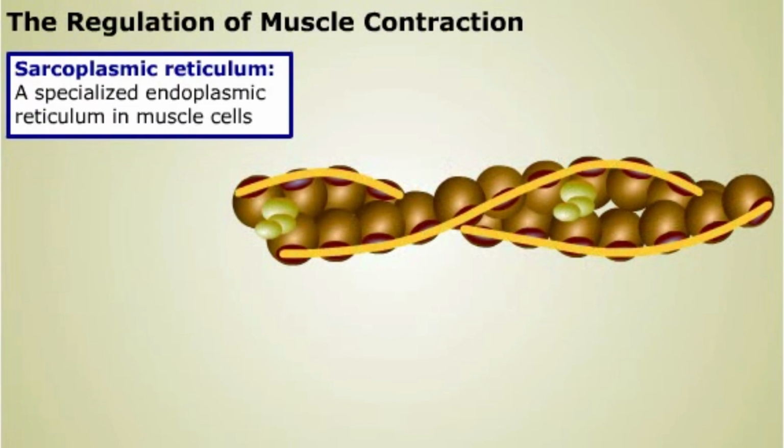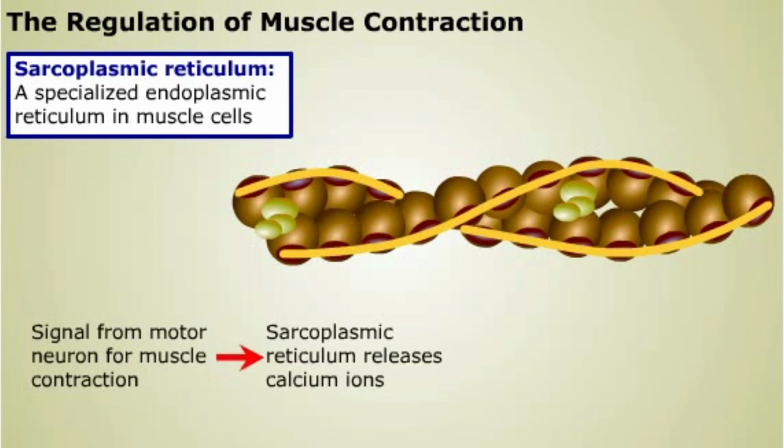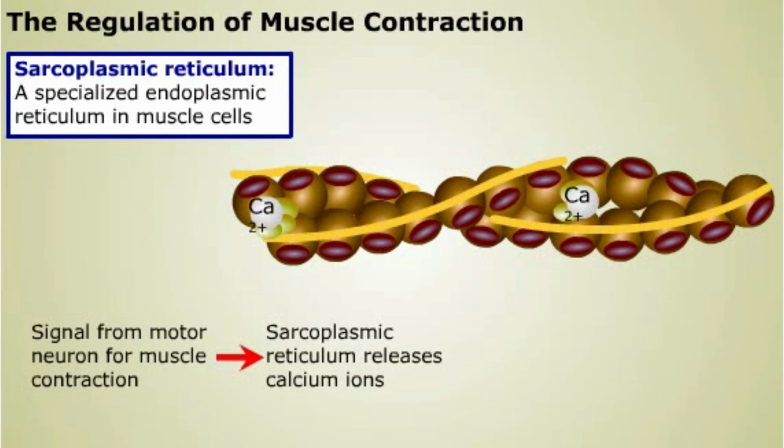The calcium ion concentration in a muscle cell is controlled by a specialized type of endoplasmic reticulum called the sarcoplasmic reticulum. A signal from a motor neuron telling the muscle to contract causes the sarcoplasmic reticulum to release calcium ions. Tropomyosin inhibition is removed and the muscle can contract.